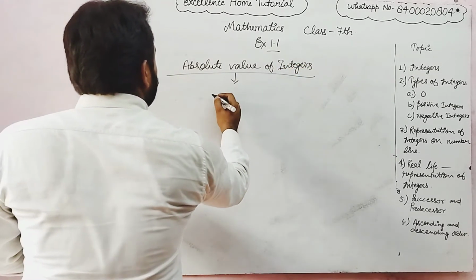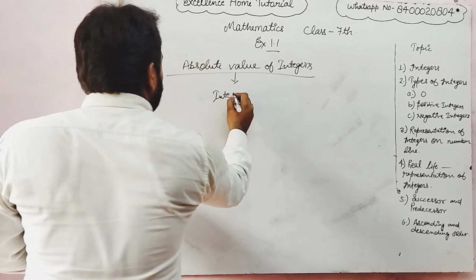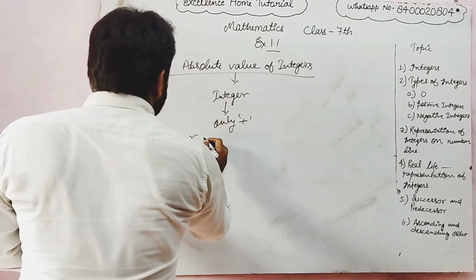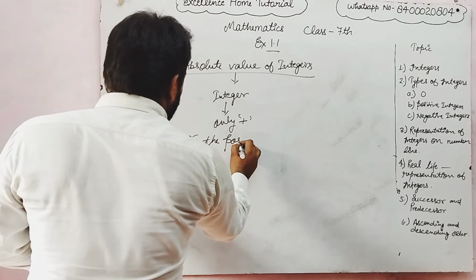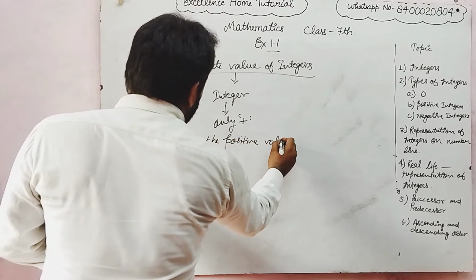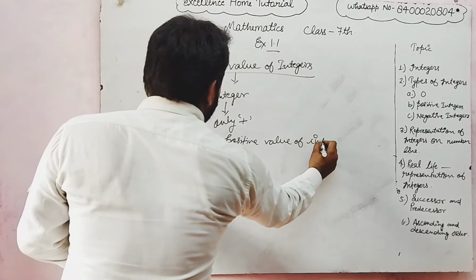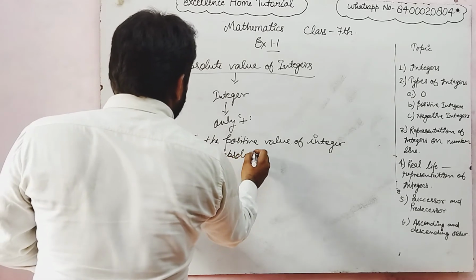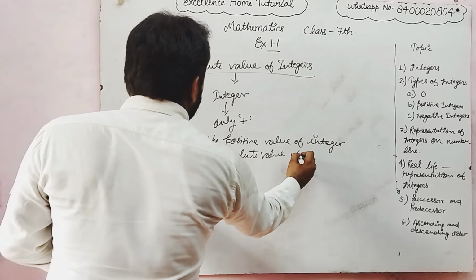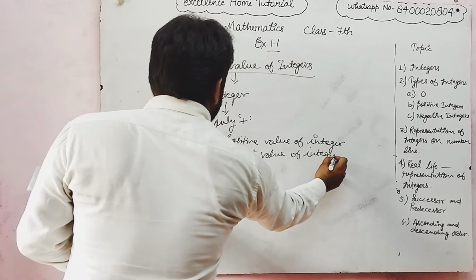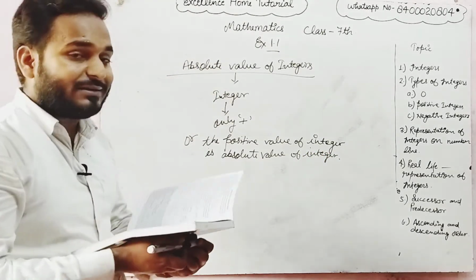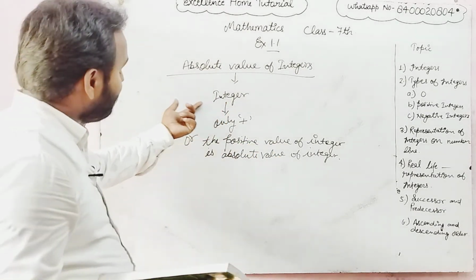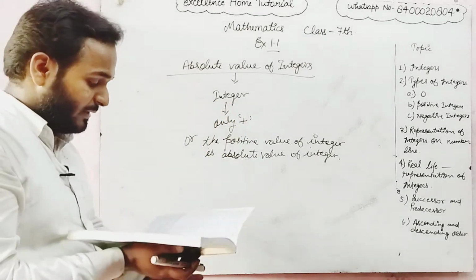Absolute value of an integer is an integer whose value is only positive, or in other words, the positive value of an integer is its absolute value. That means the absolute value of an integer is the positive value of the integer. In other words, the integer that has only a positive sign.